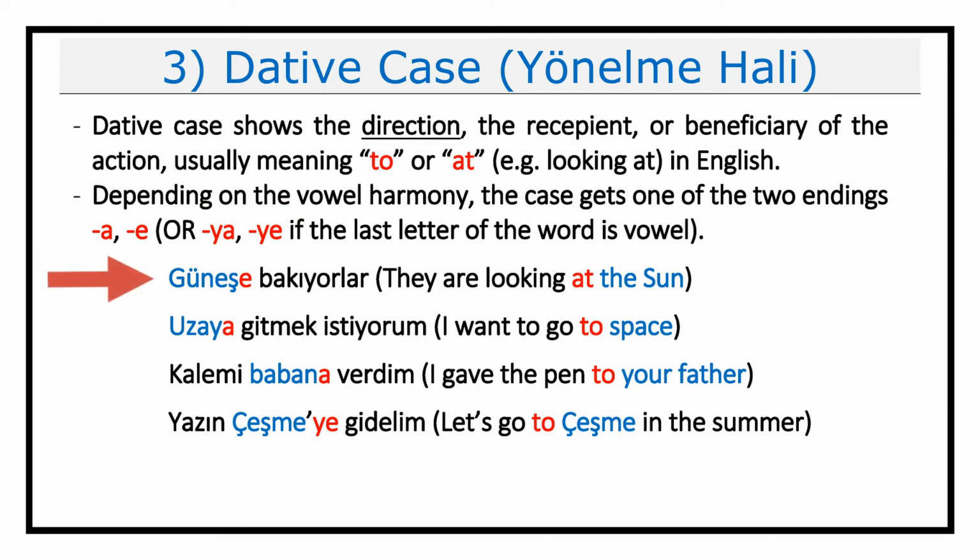Güneşe bakıyorlar. Uzaya gitmek istiyorum. Kalemi babana verdim. Yazın Çeşme'ye gidelim. As you can see, all of the examples specify a direction.